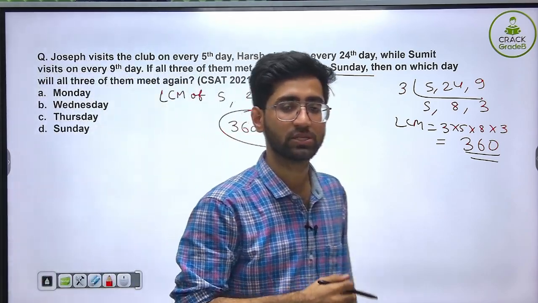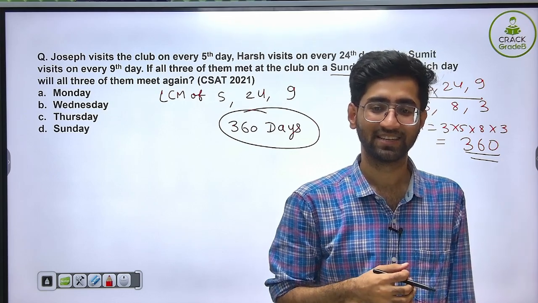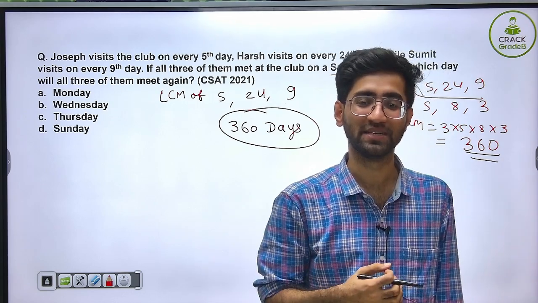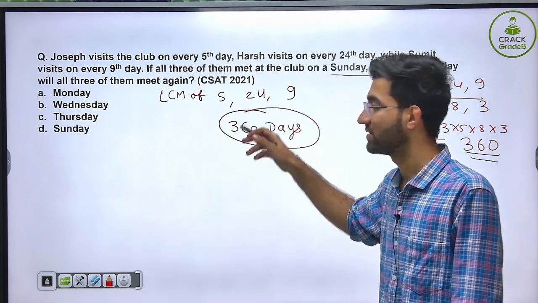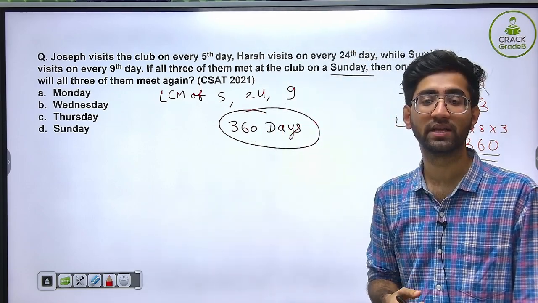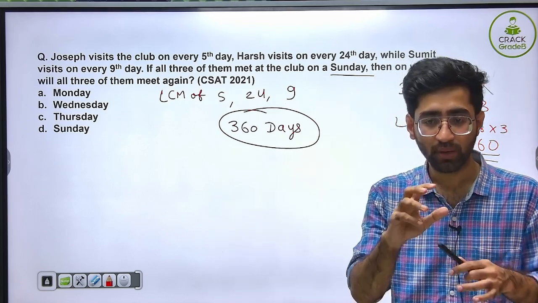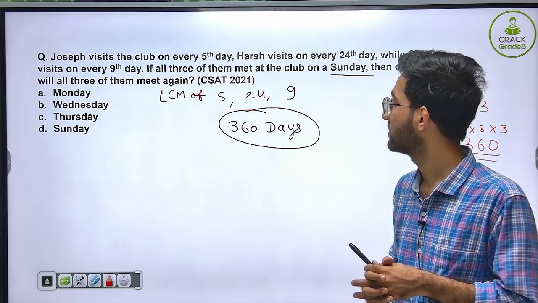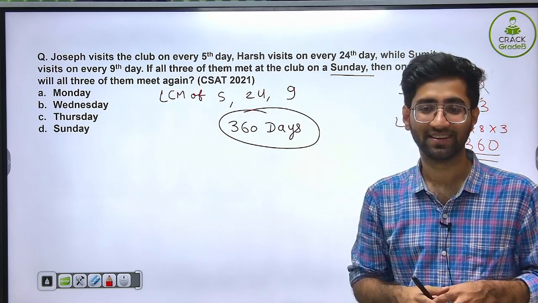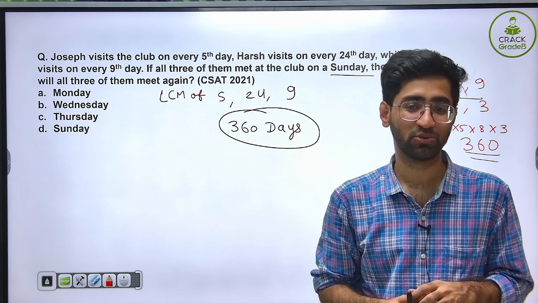But if you read the question carefully, they have not asked after how many days they will meet again in that club. They have asked what will be that day when the three of them meet again. So you can notice the question is related to some basic concepts of LCM and some basic concepts of calendar. And this question has been asked in UPSC CSAT 2021.